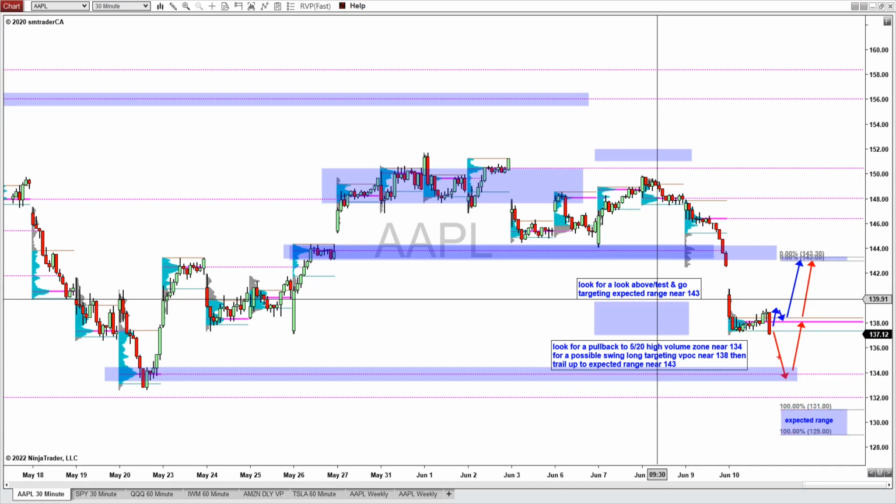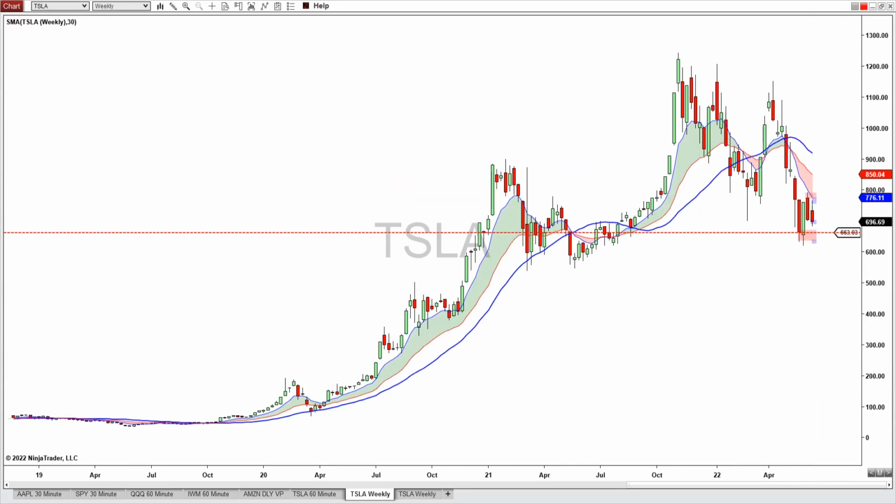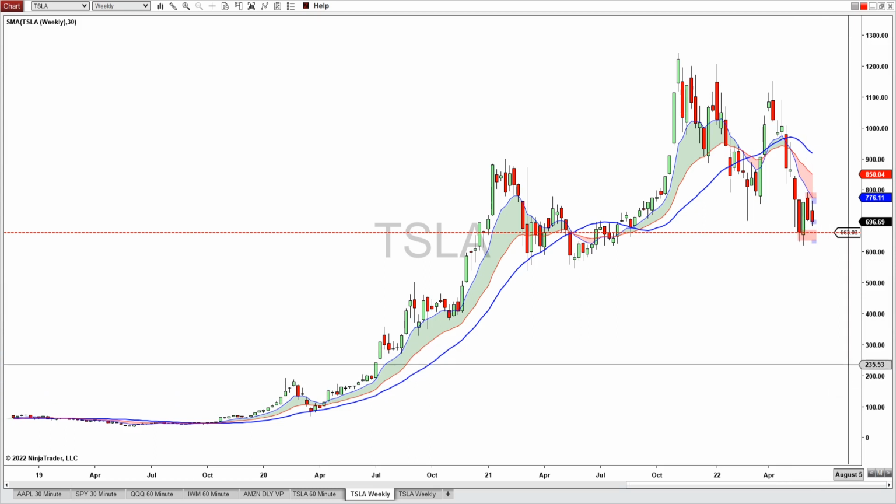Then the other short scenario is to wait until it breaks and fails to hold this zone here, this value area from May 20th. Then look for a breakdown to come down into this range here, the lower range of the expected move for Apple. Now let's take a look at Tesla on this weekly chart here.